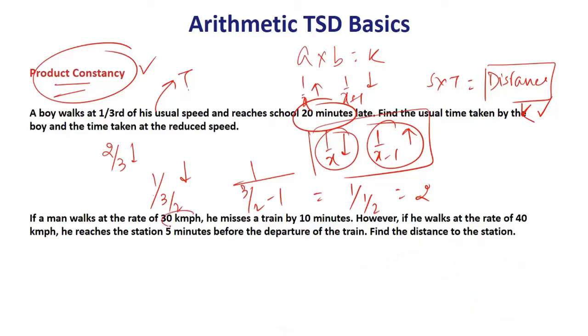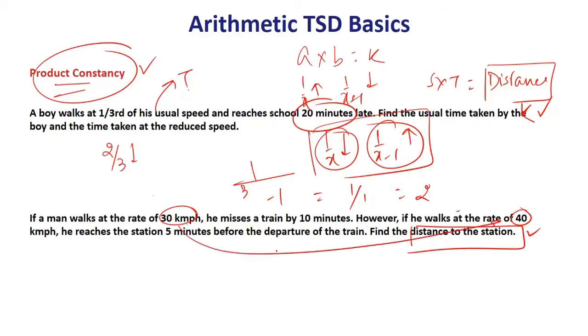If a man walks at a rate of 30 km per hour, he misses a train by 10 minutes. However, if he walks at the rate of 40 km per hour, he reaches the station 5 minutes before the departure. Now what's happening here? From 30 to 40, distance is a constant, right? Distance to the station is a constant. So 30 to 40 increases his speed by 10. So what's the ratio? 1/3. It increases the speed by 1/3.